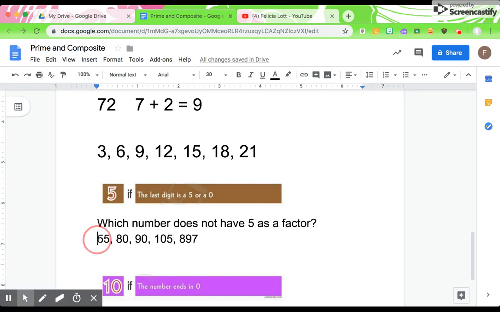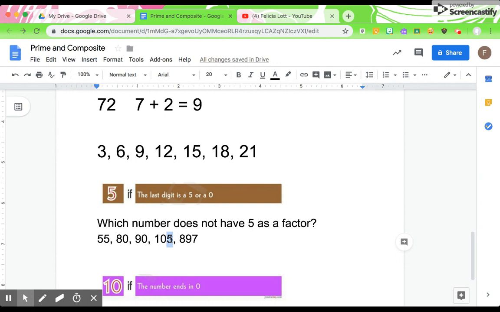Now just looking at these 4 right here, notice all the digits in my ones place. Here we have 55 is a 5, 80, my digit in my ones place is a 0, 90, my digit in the ones place is a 0, 105, my digit in my ones place is a 5. That meets this criteria, which means that 5 is a factor of all 4 of these numbers.